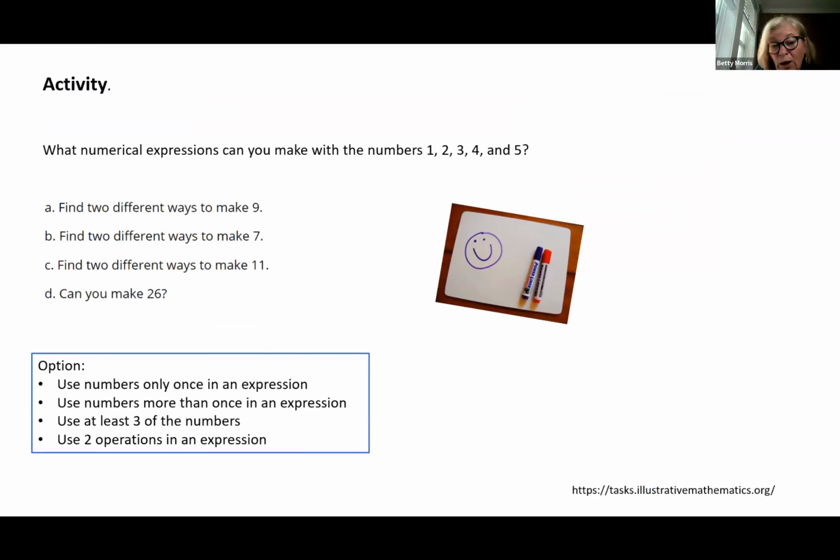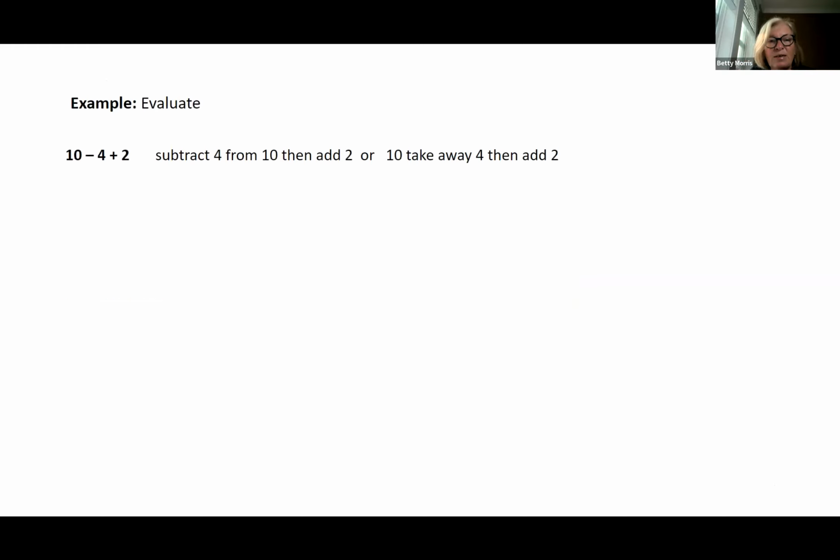And then you have the option box, and you're going to see later on, I'm going to increase that as we go through the grades. So use 2 operations in an expression, use 3 if you can. So this is an activity that you can do with your students all the time and use it like a number talk, but you need to try it yourself so that you can see how it works. Okay, so here's some examples.